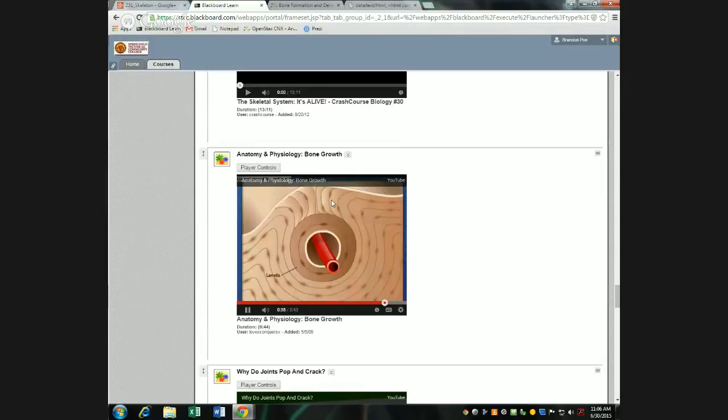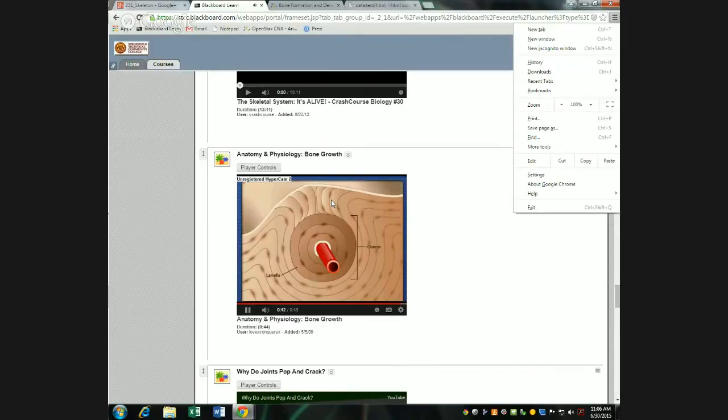Whoops. The tunnel and completes the formation of a new osteon. Like you said, completing the formation. Oh, I didn't like that.